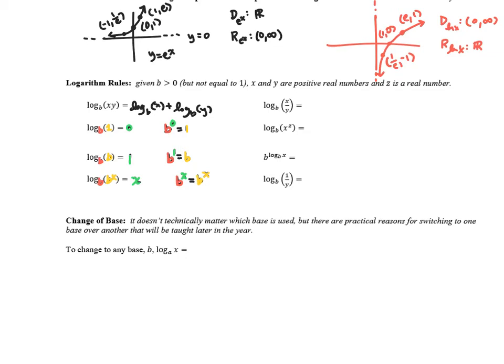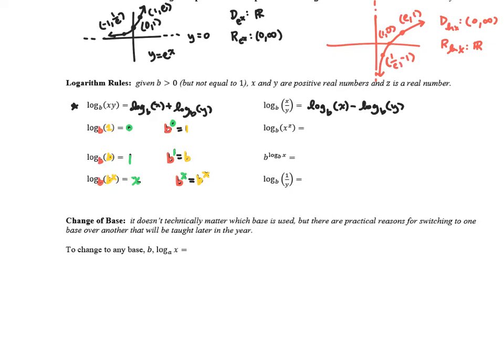Okay, let's look at the rest of the properties here. When you have division inside of a logarithm, so log base b of x divided by y, that's similar to the product rule we had over here, but with division we subtract the logarithms. We keep the base the same. We take the log base b of x minus log base b of y.